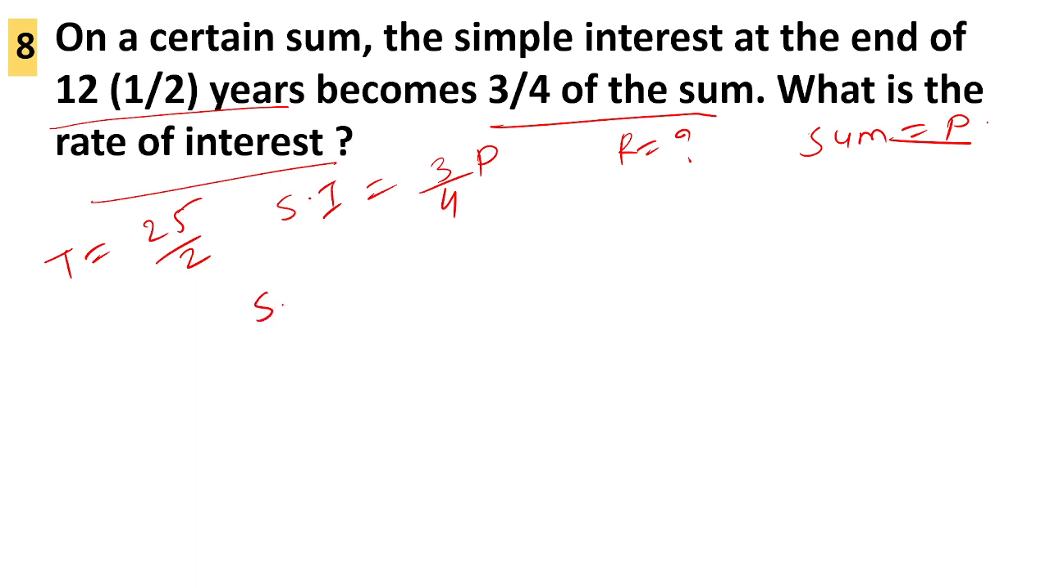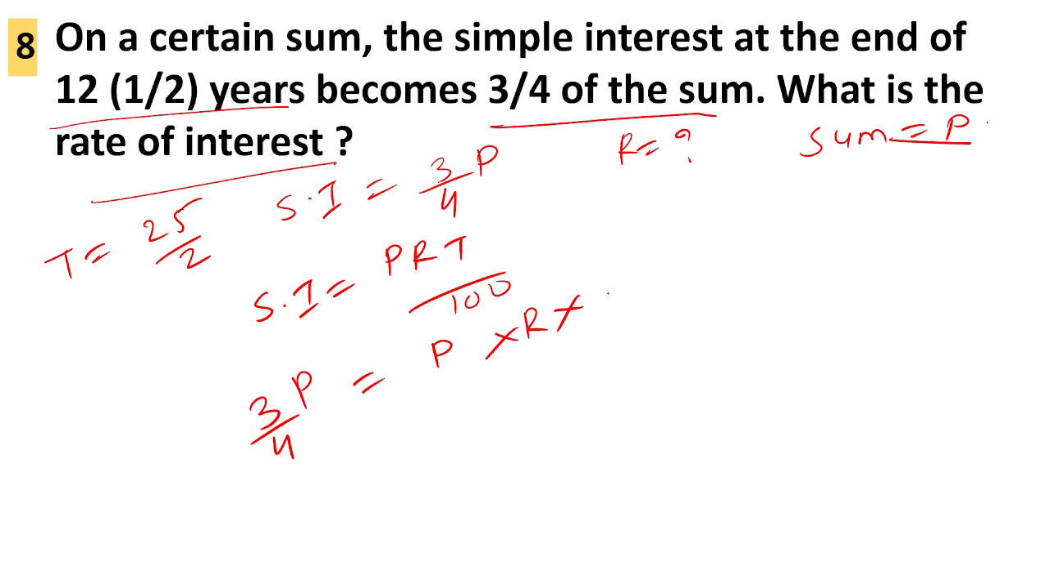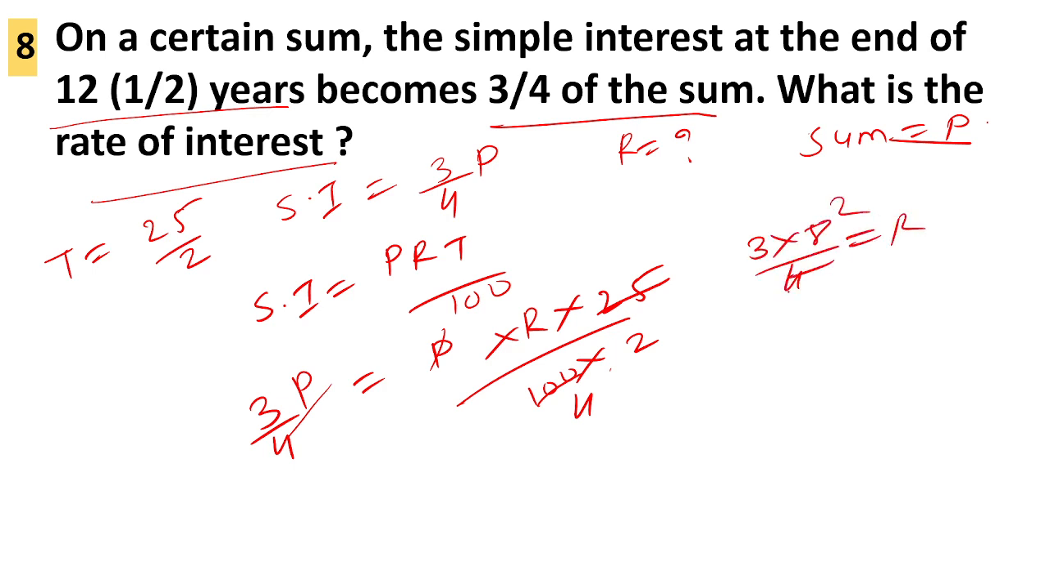So what is the formula for simple interest? PRT by 100. What is the simple interest? 3 by 4th of the sum, which we have taken as P. So P into R, which we have to find, into T. What is T? 25 by 2, by 100. 25 4s are 100, and PP get cancelled. So what are we going to do? 3 into 8 by 4 equals R. 4 2s are 8, so we get R as 6%.